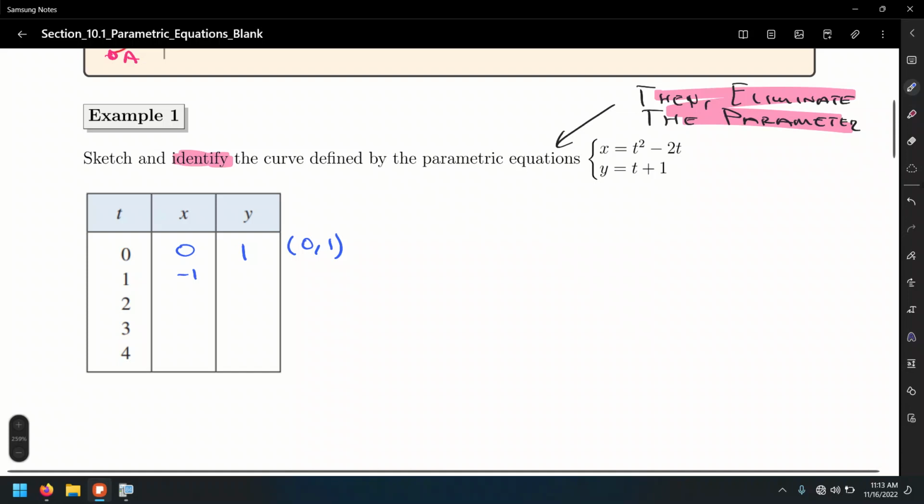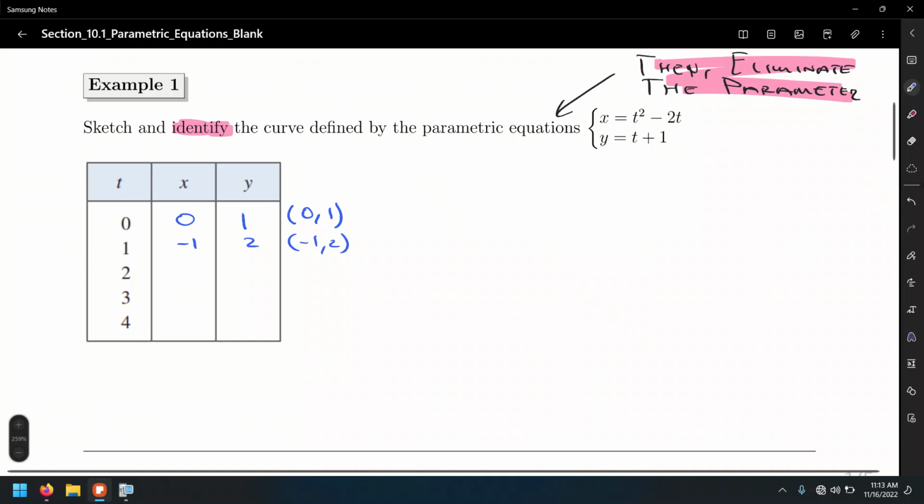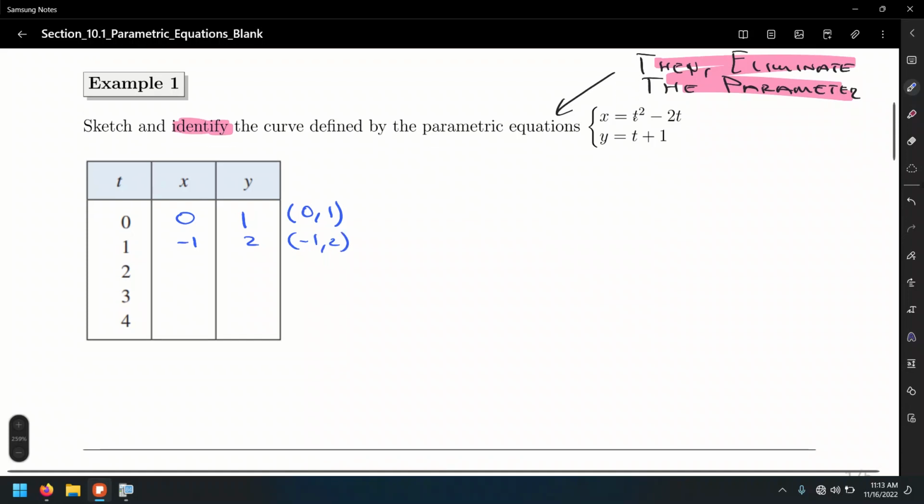And 1 plus 1 is 2, not 1. So the order pair is negative 1, 2. Now t equals 2. 2 squared minus 2 times 2, that's 4 minus 4. Isn't that a 0? And 2 plus 1 equals 3. That produces the order pair 0, 3.